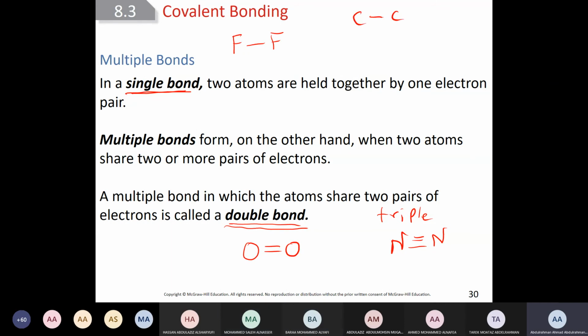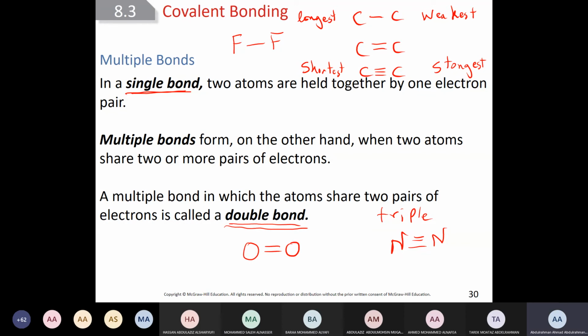Triple. If we have this one with something else, I'm just concentrating on part of it. Which one of these 3 will be the strongest bond? The third. This is the strongest, and the first one is the weakest. Now my other question is, which one is the longest? The first. Which one is the shortest? The third.